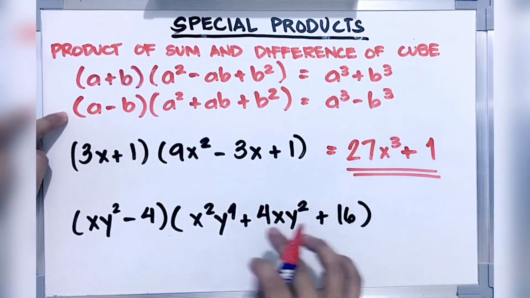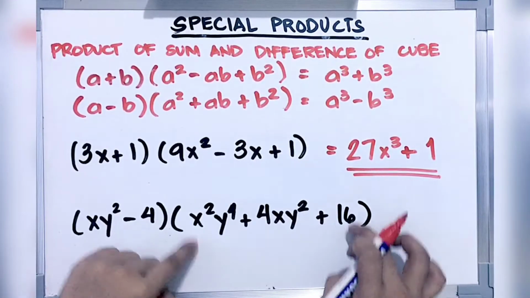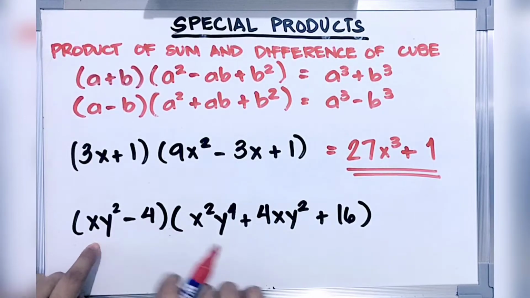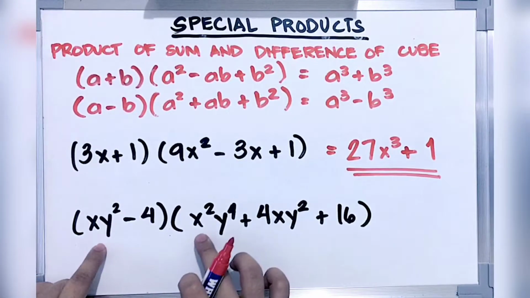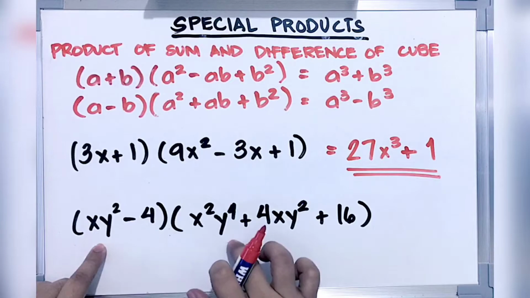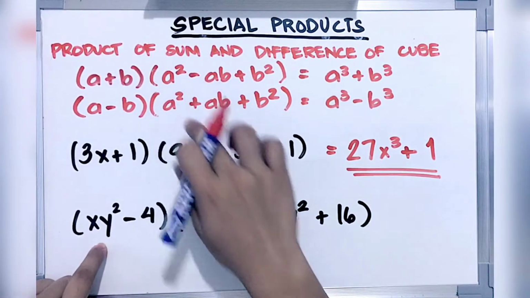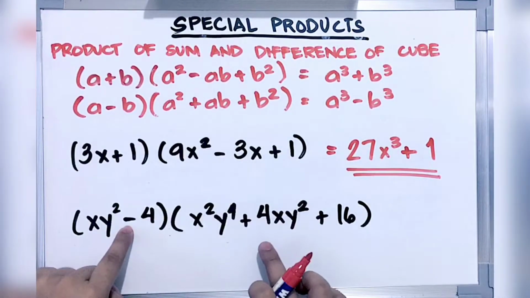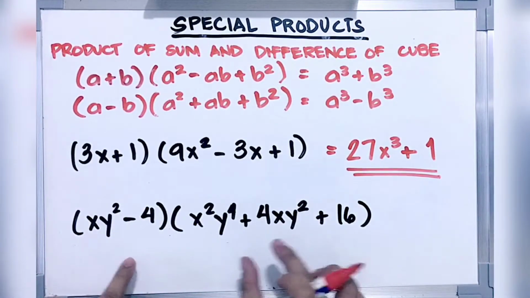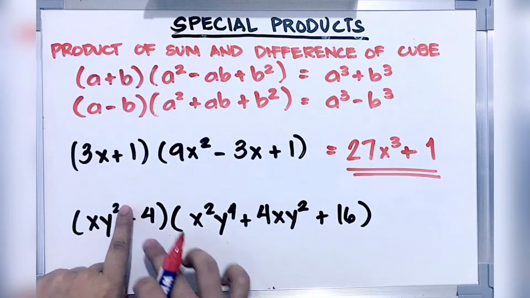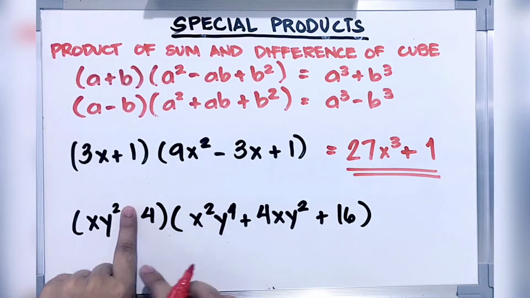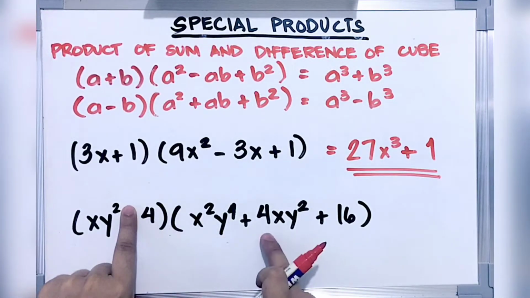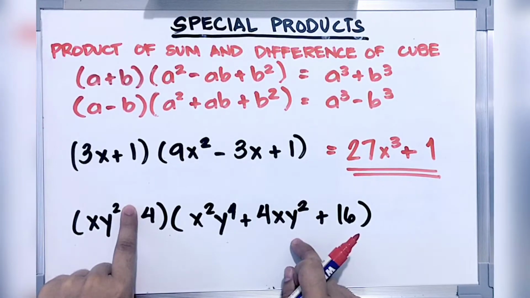So, tingnan naman natin kung yung trinomial ay nag-conform dito. So, square the first term. Ang square ng xy squared ay x squared y to the fourth. Okay siya. Then, opposite yung sign. Isang negative, isang positive. Then, i-disregard muna natin yung sign nitong 4. So, pag pinag-multiply natin itong xy squared at 4, magiging 4xy squared.